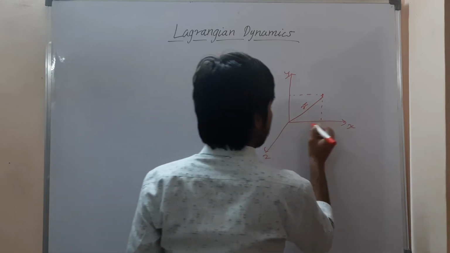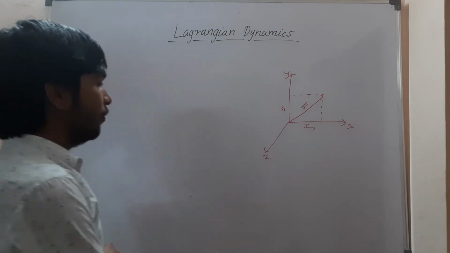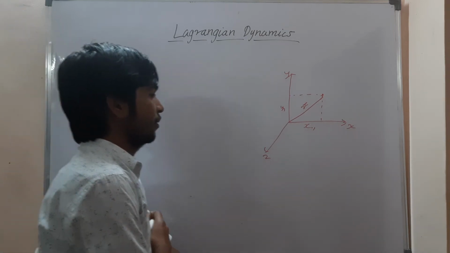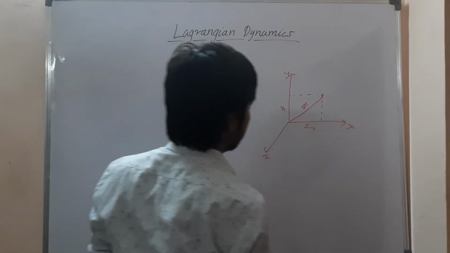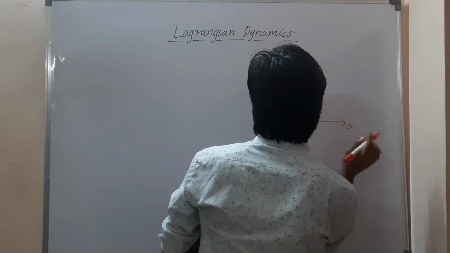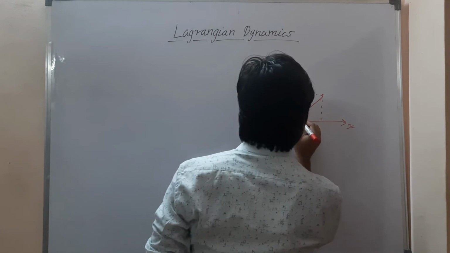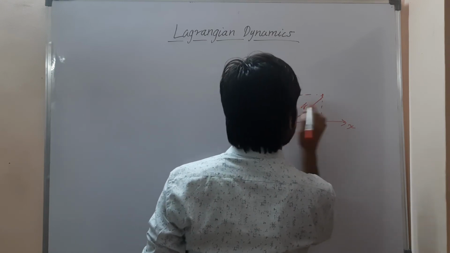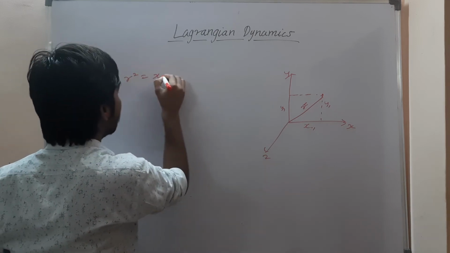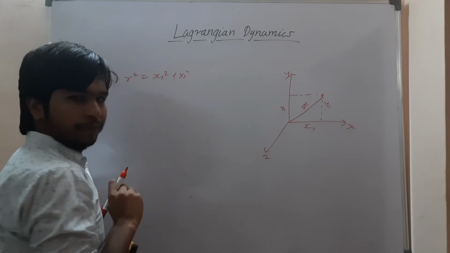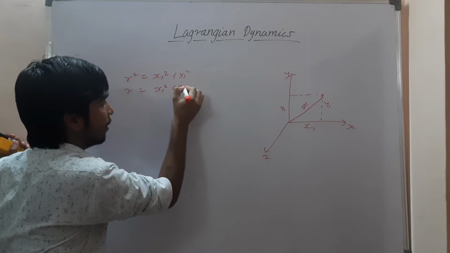So this is x1, y1. If I want to show the position of the particle accordingly, I can write one equation using Pythagoras theorem. I can write r square is equal to x1 square plus y1 square. Correct? And r is equal to the square root of x1 square plus y1 square.